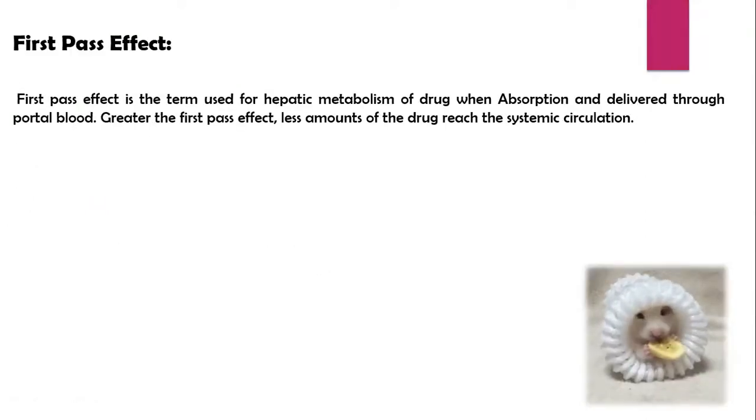Next one is the first pass effect. The first pass effect is the term used for the hepatic metabolism of a drug when it gets absorbed and delivered through the portal. The greater the first pass effect, the less amount of the drug reaches the systemic circulation.